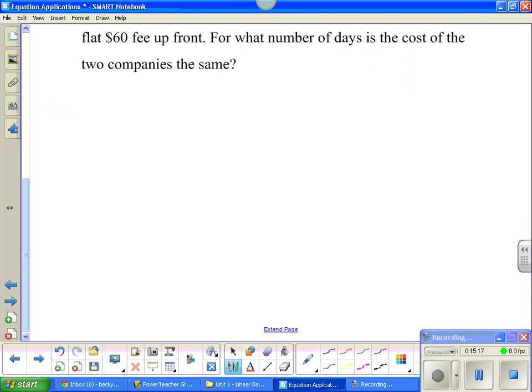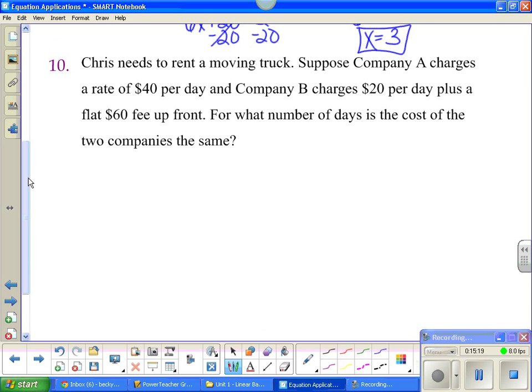Chris needs to rent a moving truck. Suppose Company A charges a rate of $40 per day and Company B charges $20 per day, plus a flat $60 fee up front. For what number of days is the cost of the two companies the same? What does same mean? It means equal.